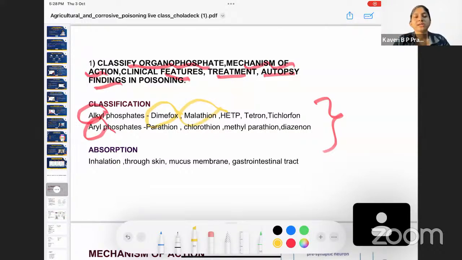Now, coming to the aryl phosphates, here also the examples are parathion, chlorothion, methyl parathion, and diazenol. You can remember parathion and chlorothion because these are the most common ones. Now, coming to what are the modes of absorption of these, it can be either by inhalation, that is through breath, through skin, mucous membrane, or gastrointestinal tract.